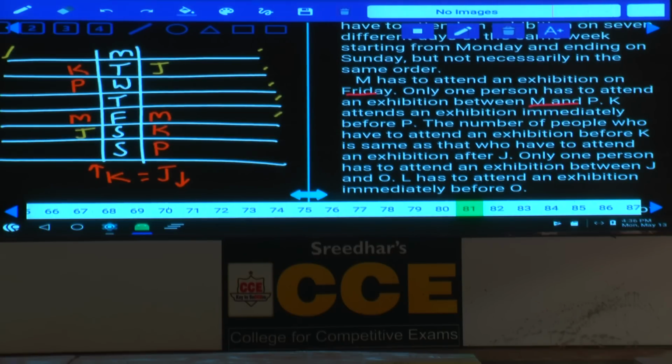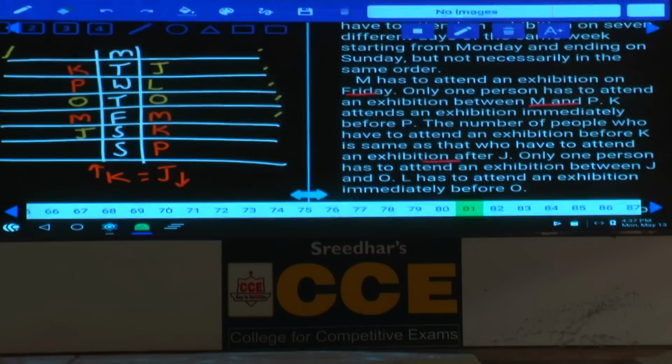Are you following this one or not? The number of persons before K equals the number of persons after J. And next, only 1 person attends between J and O. Between J and O there must be exactly 1 person, and in both the cases, O must be on Thursday. And next, L attends immediately before O. L is at this place immediately before O, and in the second case, before this O, L is not possible because M was already fixed there. And the second case is invalid.